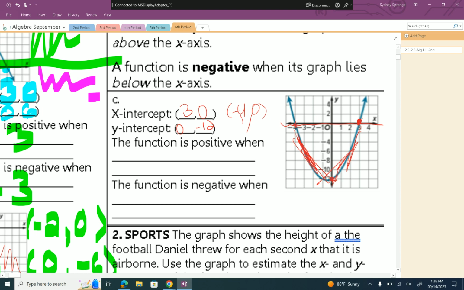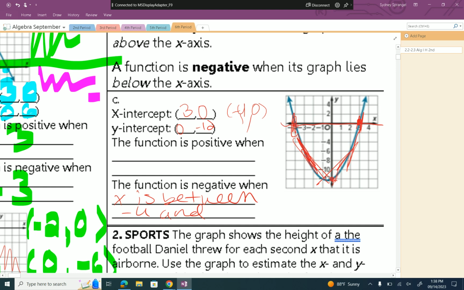So between which two x values am I below it? Pete, when am I below it? Which 2 points is that between? Here and here. Right there and right there. What are those 2 points? Negative 4 and 3. So when x is between negative 4 and 3, I'm negative. That's when I'm in that red zone below.